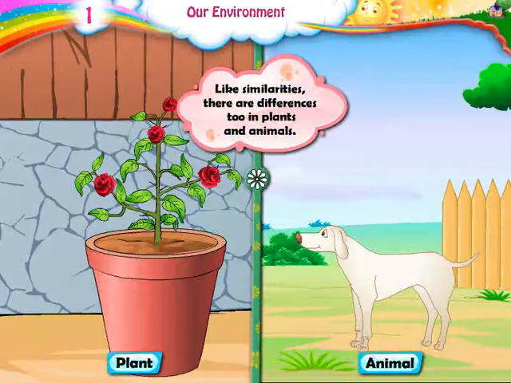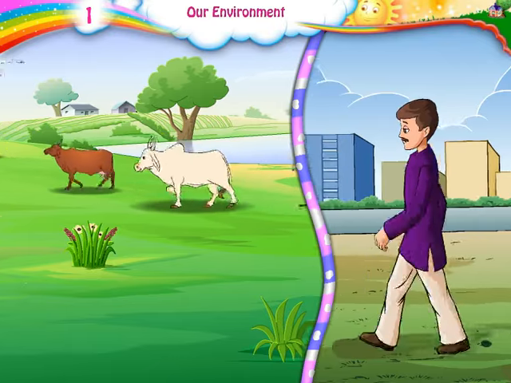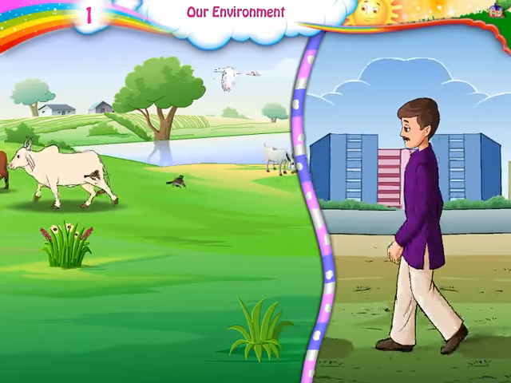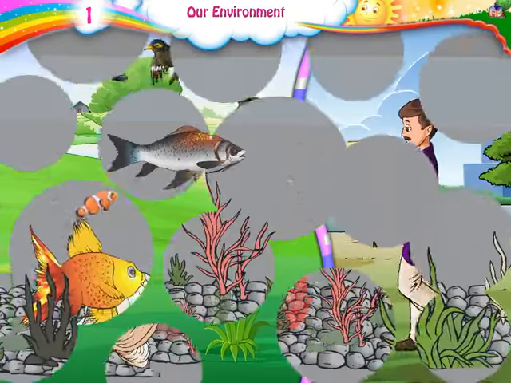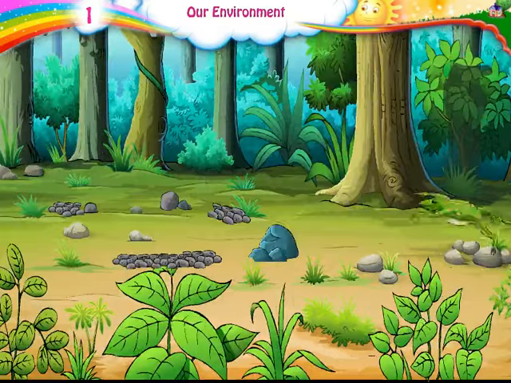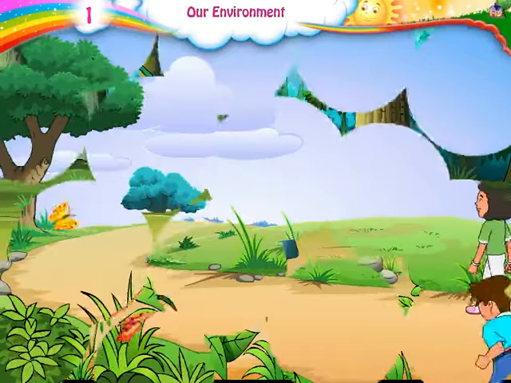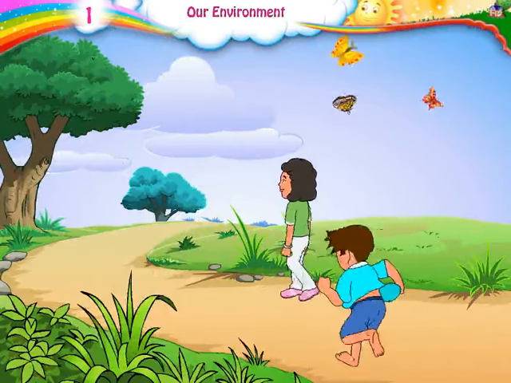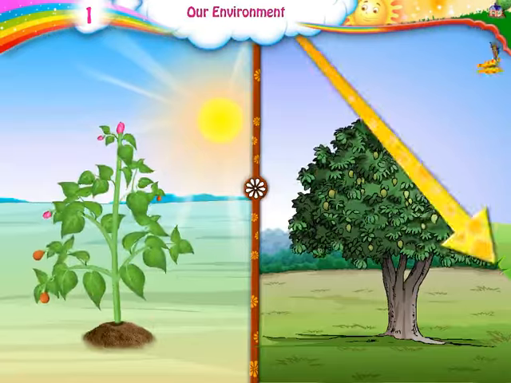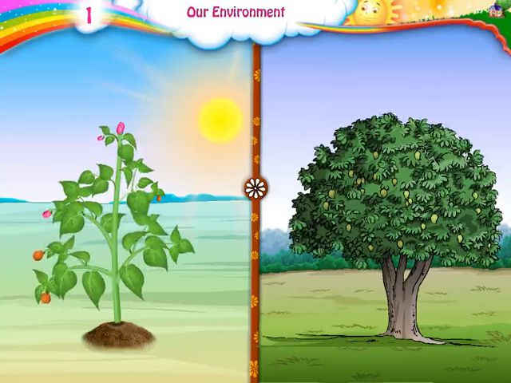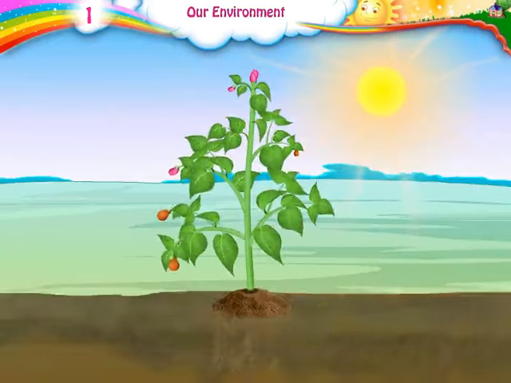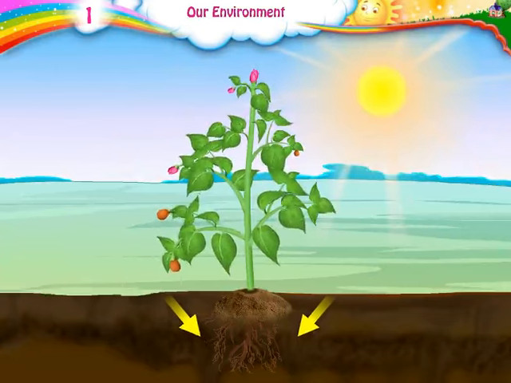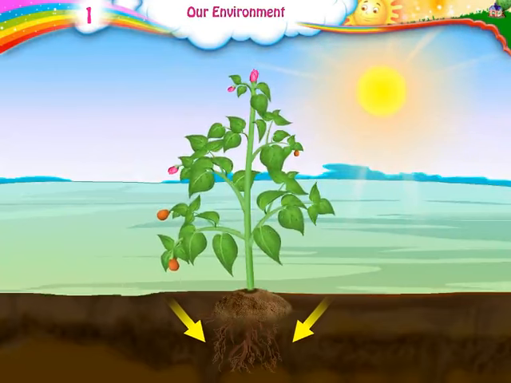Like similarities, there are differences too in plants and animals. Human beings and animals can move from one place to another. For example, a fish swims, a frog jumps, butterflies flutter, children play and run around. However, plants cannot move from one place to another since their roots go deep into the soil, making them immovable.